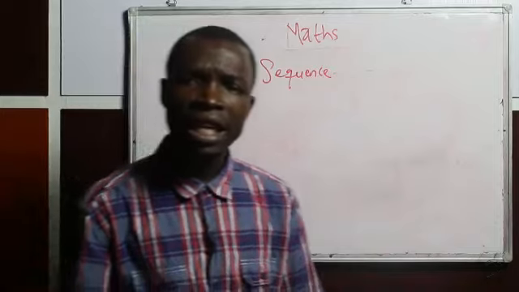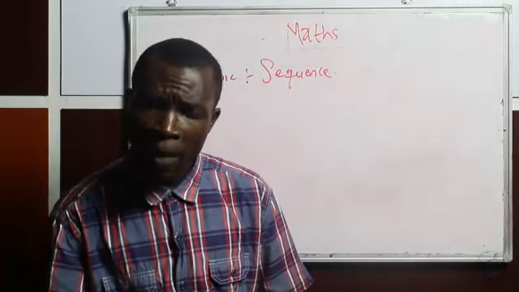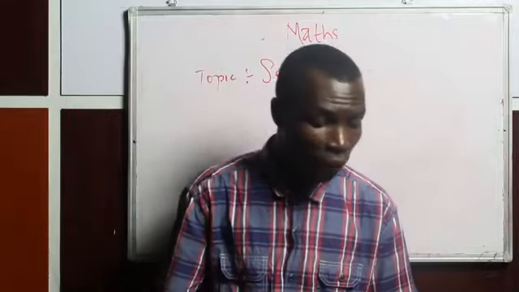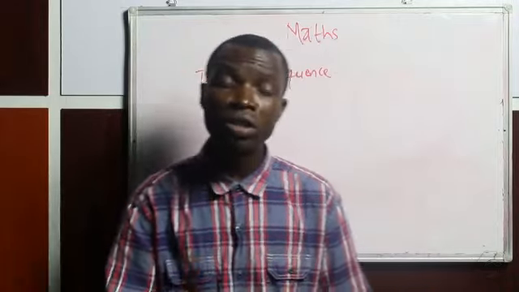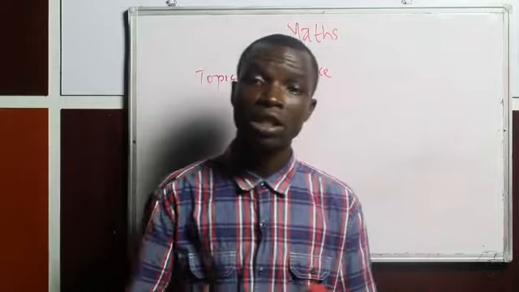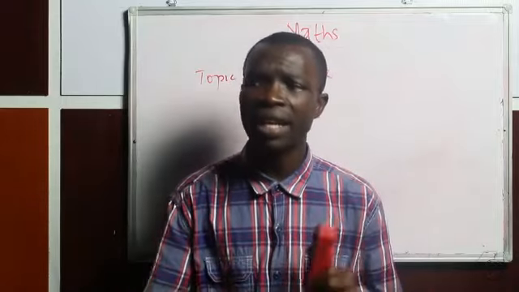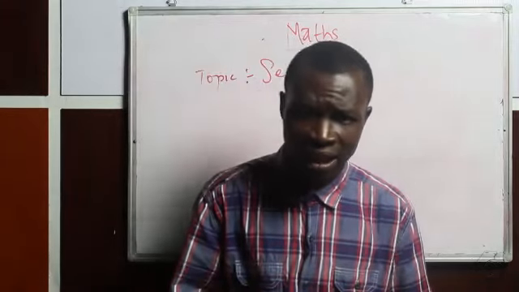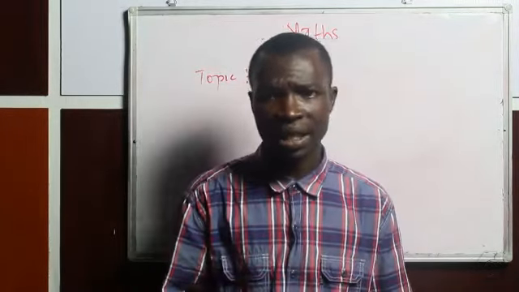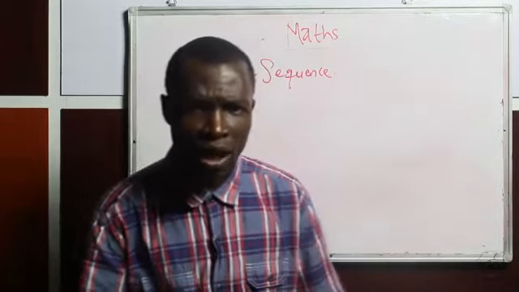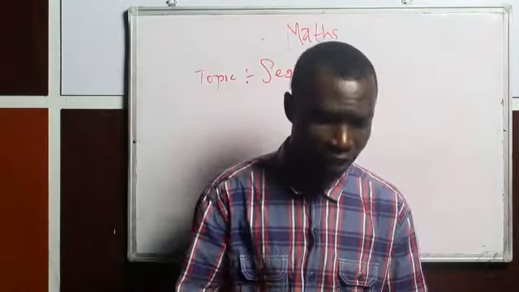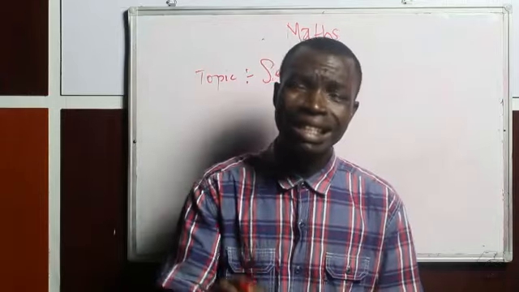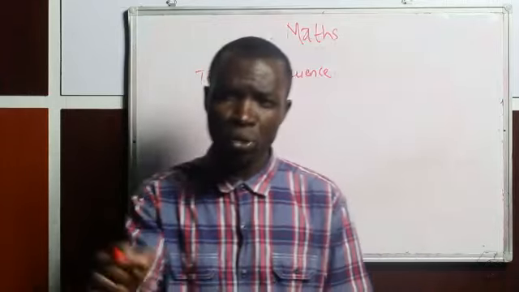Sequence is an English word. Mathematically, sequence is defined as a succession of terms generated according to some rules. They can ask you to arrange these objects in a sequential order, and that is why sequence is defined as a succession of terms generated according to some rules.